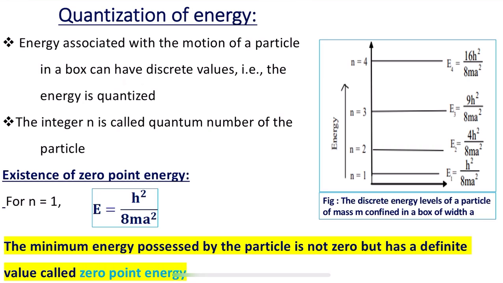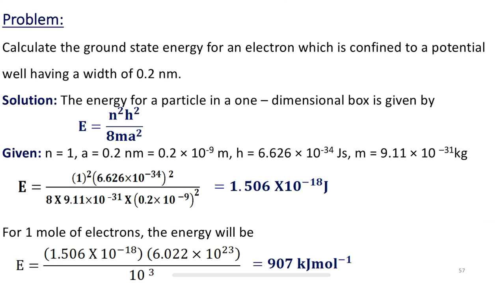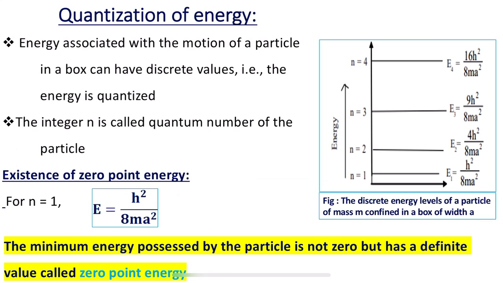The minimum energy possessed by the particle is not 0, but it has a definite value which is called the zero point energy. So there we find the existence of zero point energy. That means for n equal to 1, the energy equation reduces to E is equal to h square divided by 8 m a square. This implies that the minimum energy possessed by the particle is not 0, but has a definite value called the zero point energy.